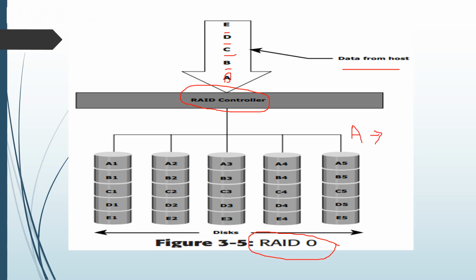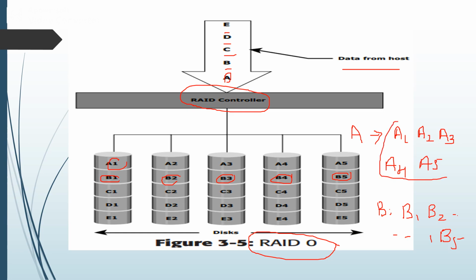The single block A is striped into 5 blocks like A1, A2, A3, A4 as well as A5. Similarly, B is striped as B1, B2 and so on till B5. And those strips are stored across multiple HDDs. While reading the information, these blocks or strips are combined together and the RAID controller can directly read the information from the strips.